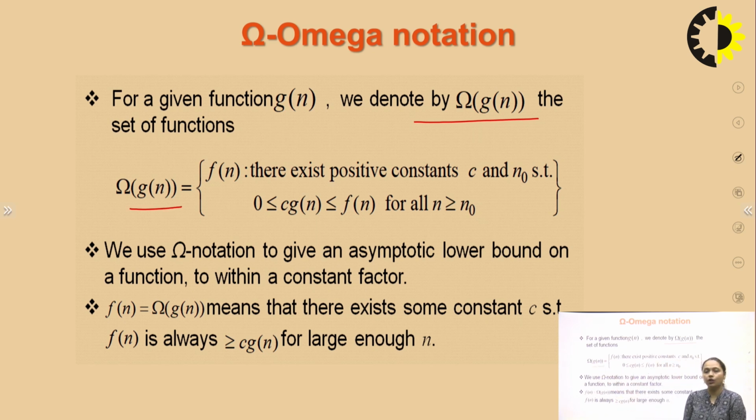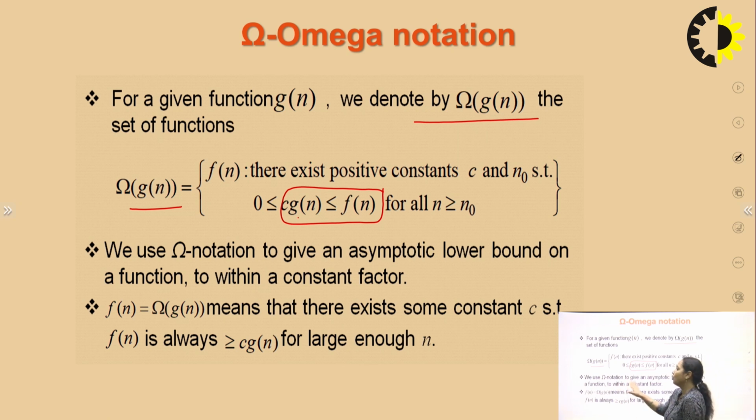So, omega of g of n is equal to f of n if there exist positive constants c and n0 such that 0 is less than or equal to c of g of n, which is less than or equal to f of n. This is the formula we have seen in the previous slide, that is f of n must be greater than or equal to c dot g of n, because we are calculating the lower bound of the algorithm, or the best case scenario.